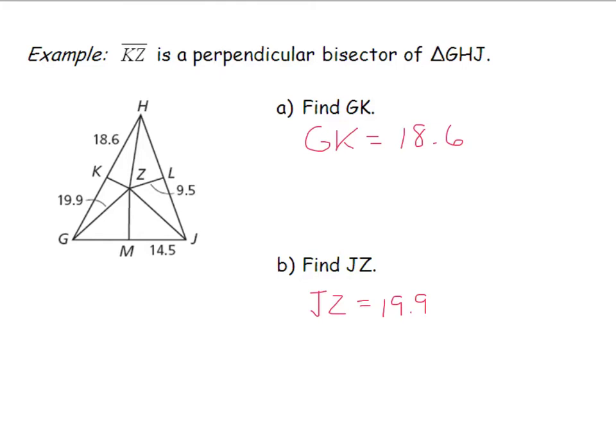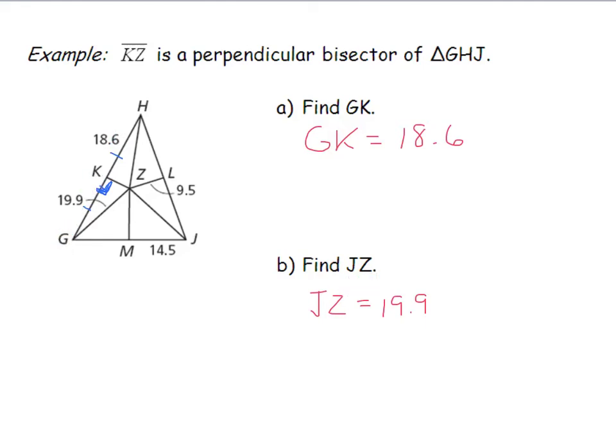So let's take a look at part A. It says find GK. So if I'm looking for GK, GK is right here. Now, we know that KZ is a perpendicular bisector. So if it's a perpendicular bisector, not only does it give me a right angle, I also know it bisects that segment, so KH and GK would end up being the same length. So if KH is 18.6, that means that GK would be 18.6.